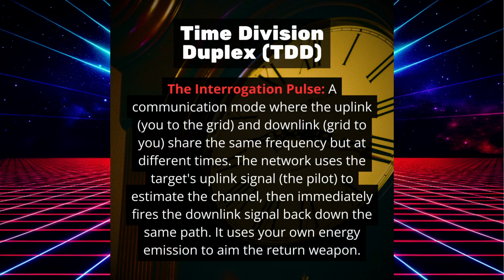Time division duplex, TDD, the interrogation pulse, the communication mode, where the uplink, you to the grid, and the downlink, the grid to you, share the same frequency, but at different times. The network uses the target's uplink signal, the pilot, to estimate the channel, then immediately fires the downlink signal back down the same path. It uses your own energy emission to aim the return weapon.